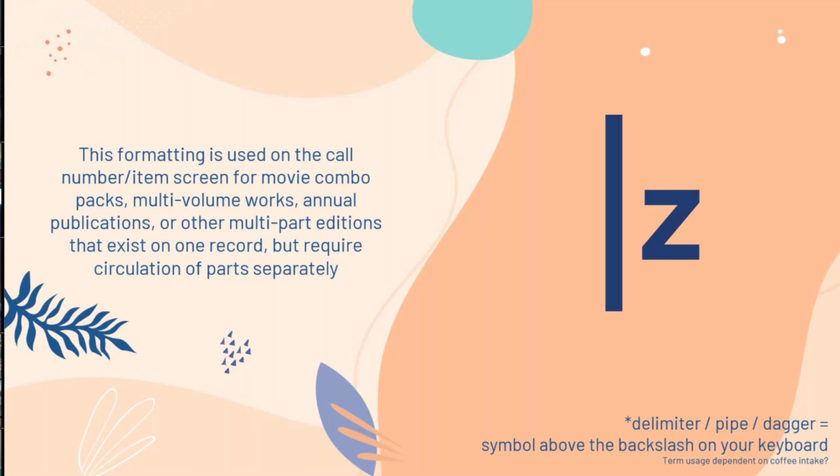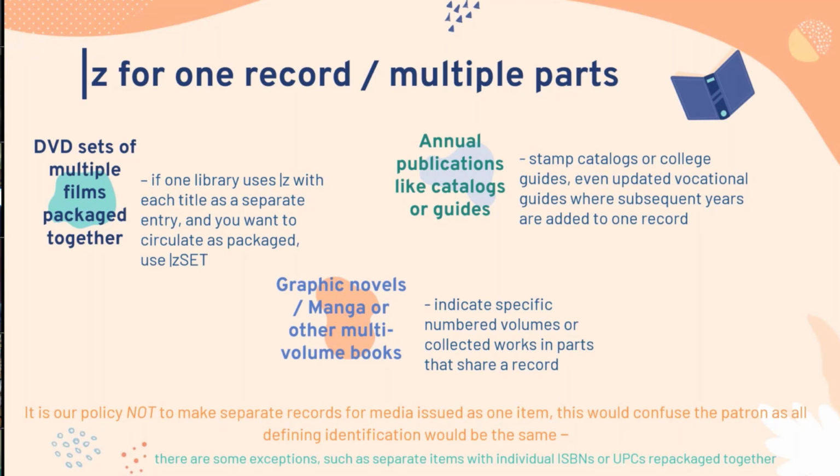So that delimiter plus a Z will help you to set off different parts on your call numbers. So it's used for things like the movie combo packs, for multi-volume works, annual publication, anything where we have multiple editions on a title record, but you need the parts to circulate separately.